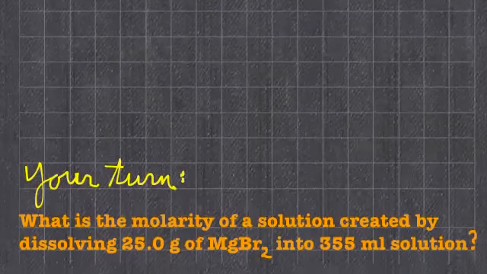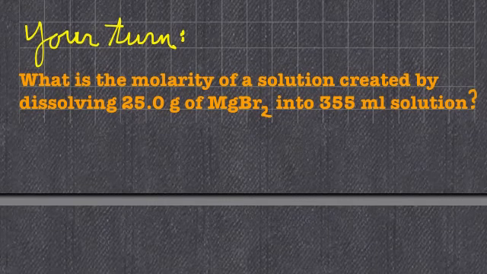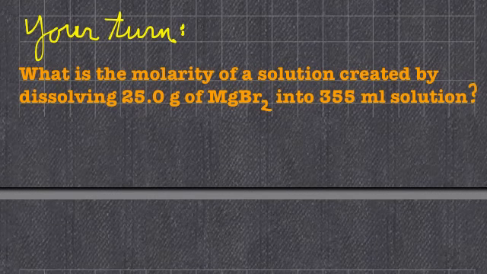Interesting. Before class, you might try one by yourself. 25 grams of magnesium bromide dissolved into enough water to make 355 milliliters of solution. So you could pause the video. I'm not even going to answer it right here, but if you have questions, I'll be happy to look at it with you.